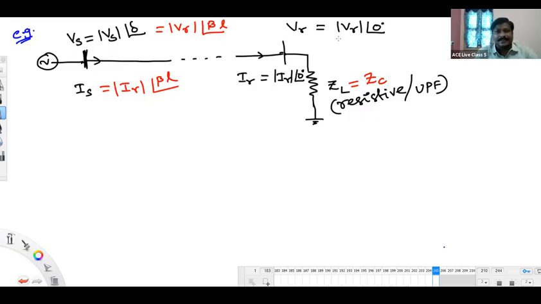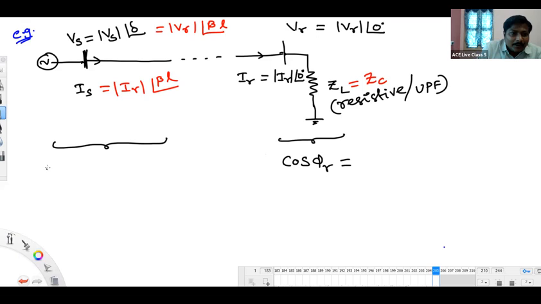Now, next thing. Listen. Receiving end side. What is the power factor at the receiving end side? Cos phi r. It is the cosine of the angle between the receiving end voltage and current. Right? So you can see both have a 0-degree angle. So cos of 0 minus 0, cos 0, will be 1.